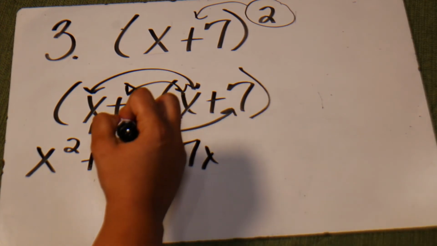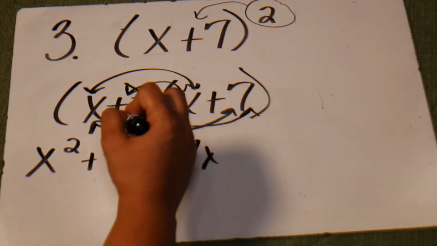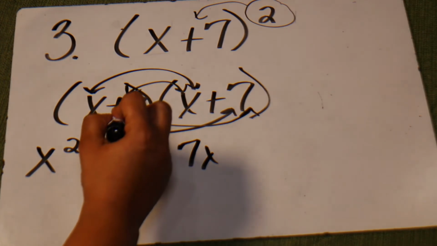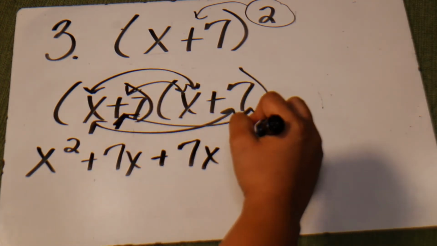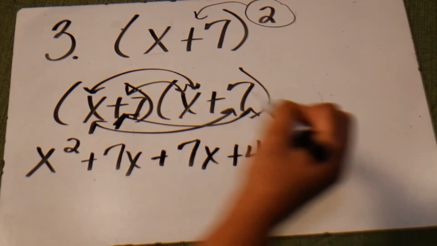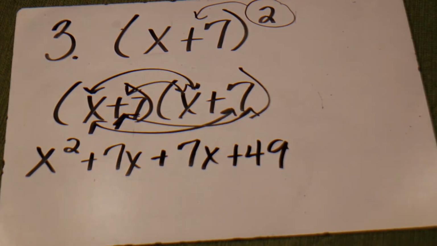And then we have the last. So pay attention to this because I saw 14 at the end for this problem. We have a 7 times 7, which is going to give you a 49. Because remember, 7 times 7, not 7 plus 7.